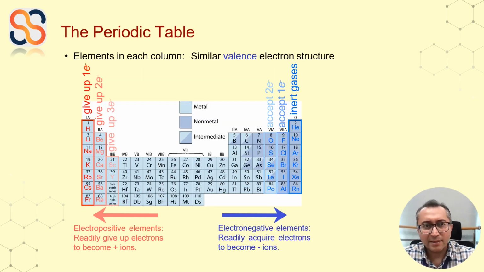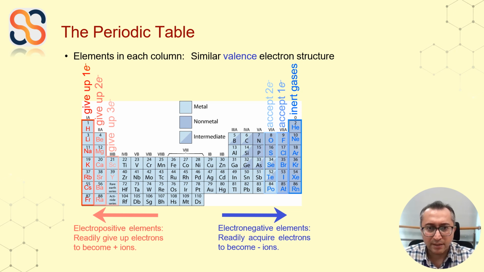Well, now let's talk about the periodic table, which is like a roadmap for understanding elements and their behaviors based on their valence electrons. You know, elements are arranged in columns, also called groups, where each column contains elements with similar valence electron structures. It means that the elements in a column tend to have similar chemical properties because they react similarly due to having the same number of electrons in their outer shell.